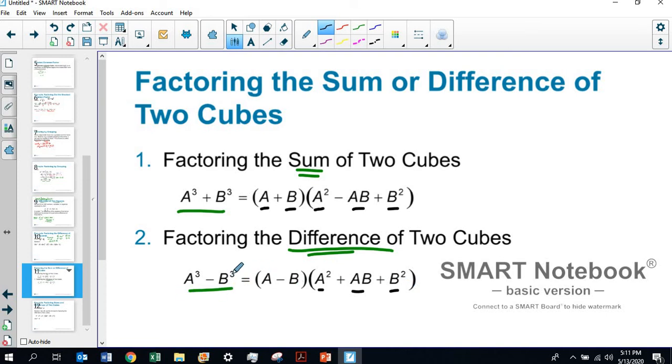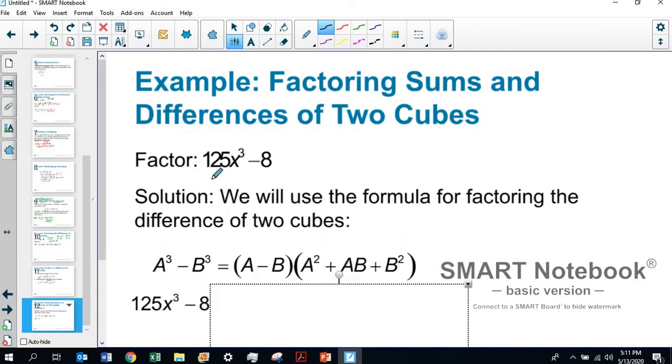And so you've got to kind of know these are very similar patterns here. The plus goes with the first term, this term's opposite. Here the minus goes with the first term, this term's opposite. Okay, and it's always plus b squared.